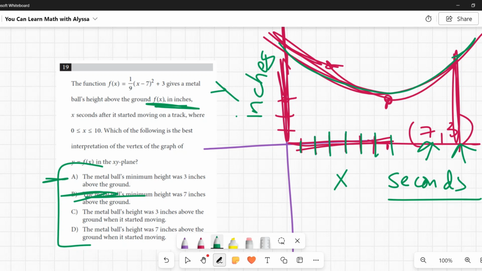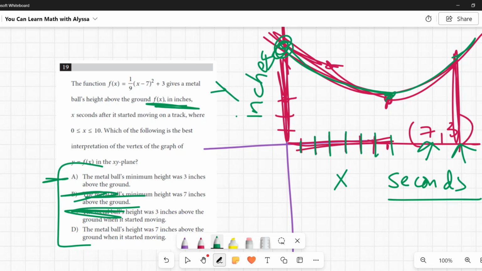C, the metal ball's height was 3 inches above the ground when it started moving. Nope, that would have been over here somewhere at 0, and then it went down 7 seconds later. So it was not at 3 inches when it started rolling. It was higher than that. And D, the metal ball's height was 7 inches above the ground when it started moving. Same sort of thing as 7 inches.